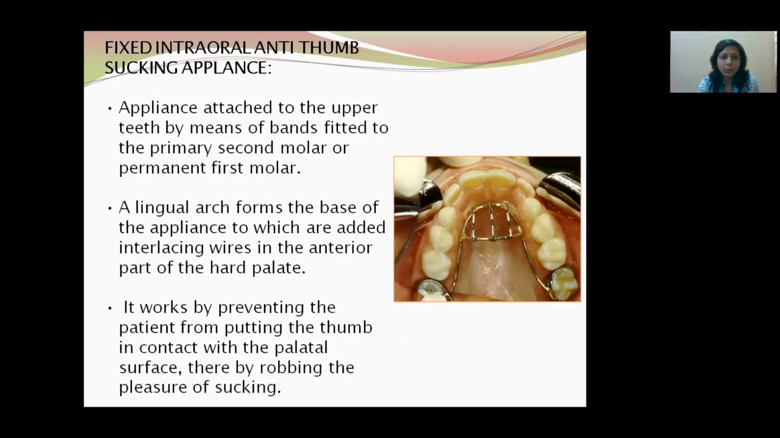Fixed intraoral anti-thumb sucking appliance is a design which is attached to the upper teeth by means of bands fitted to the primary second molar or permanent first molar. A lingual arch forms the base of the appliance, to which are added interlacing wires in the anterior part of the hard palate here. It works by preventing the patient from putting the thumb in contact with the palatal surface, thereby robbing the pleasure of sucking.